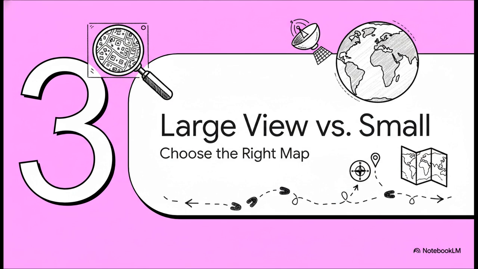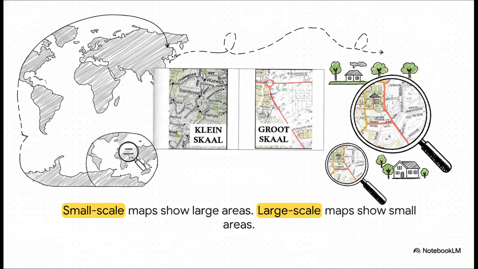Okay, so not all missions are the same, and neither are maps. You've got to pick the right tool for the job. Sometimes you need a satellite view to see the whole country, and other times you need a magnifying glass to see every street in a neighborhood. This is where we need to understand large-scale versus small-scale maps. And here you can see the difference perfectly.